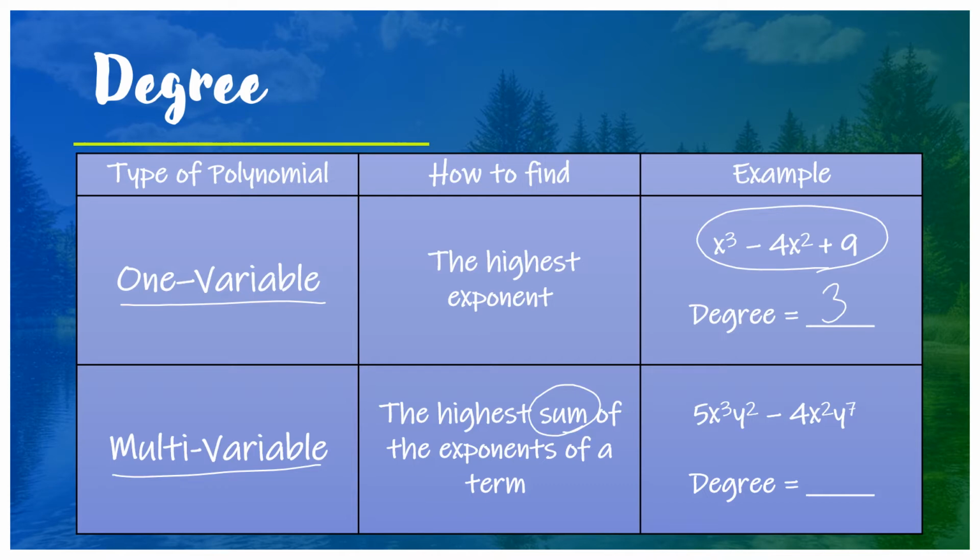If it's multivariable, it gets a little bit trickier because it's the highest sum of the exponents of a term. So I have to look at this term and this term. What is the sum of the exponents for this first term? 3 plus 2 is 5, so the sum is 5. On the second one, 4x squared y to the 7th, 2 plus 7 is 9. So now what is the highest sum? The highest sum is 9, so the degree would be 9.